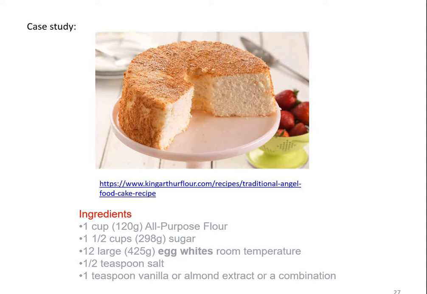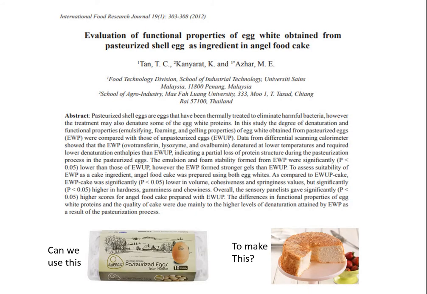About 12 years ago, there was one student from Thailand. She came here for 3 months. What's her name? Kanyarat K. She was from Mae Fah Luang University in Thailand. She did research on the evaluation of functional properties of egg white obtained from pasteurized shell eggs as ingredients in angel food cake. So the question we asked her is very simple.